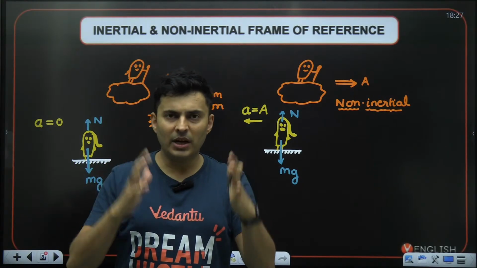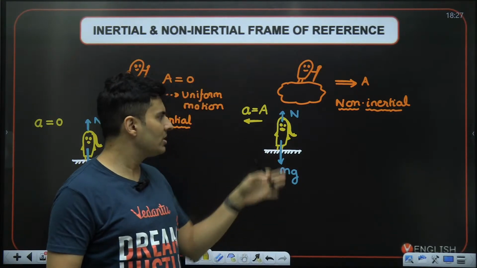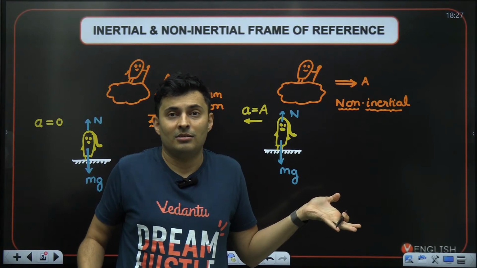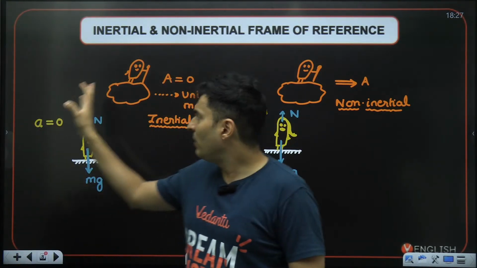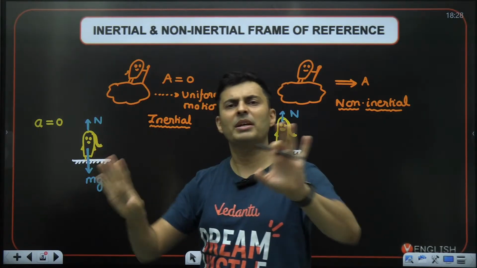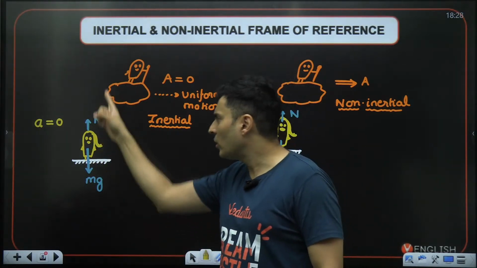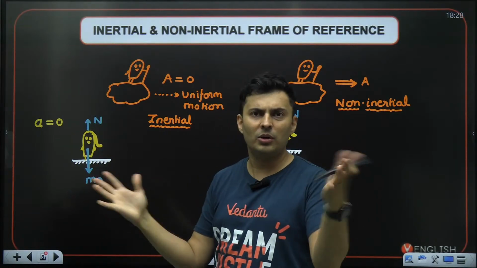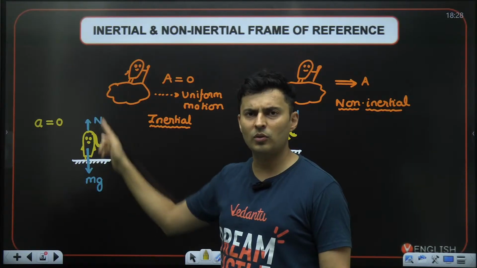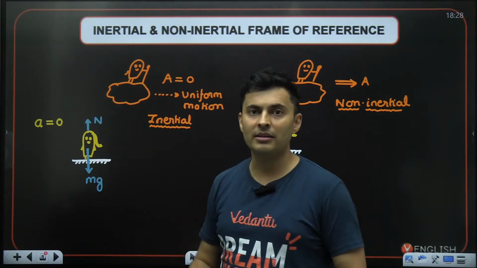Because for that Pandu, there is a normal and there is a mg, both are balanced. How can this Champa accelerate? Are you getting my point? This Pandu will never have that doubt, because for that Pandu, this Champa is speaking the absolute truth. Oh, normal is there, mg is there, I don't have any acceleration. So yes, Newton's laws are perfectly valid.